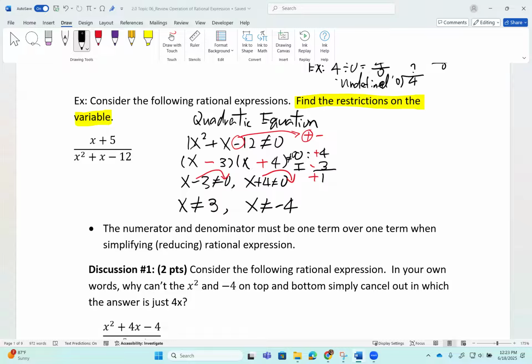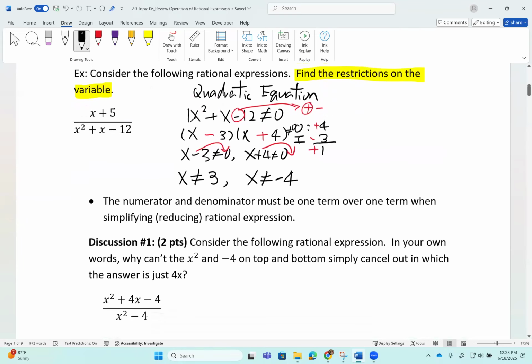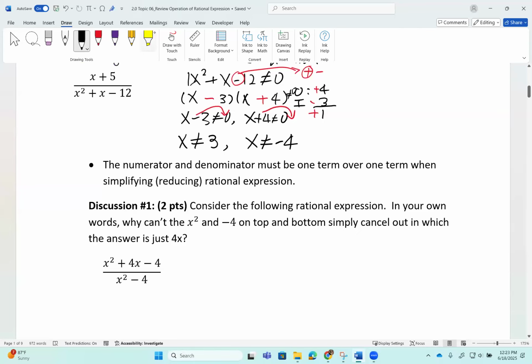All right. So later in the semester, this restrictions on the variable will change names. We will actually call this the restriction on the domain. Okay, that's what we will call it later on. All right. So when it comes to simplifying rational expressions, or reducing fractions, we have to make sure the numerator and the denominator must be one term over one term before I can cancel out top and bottom.